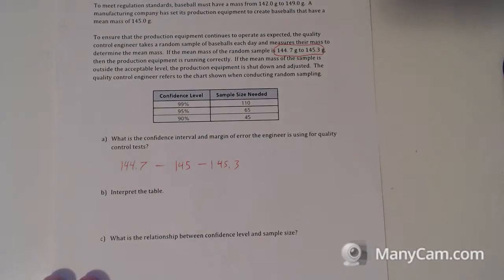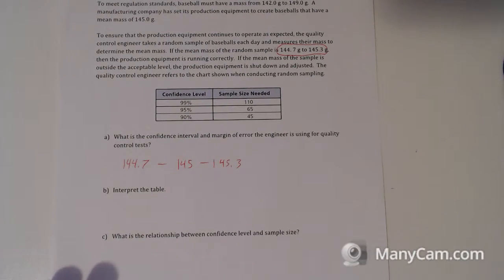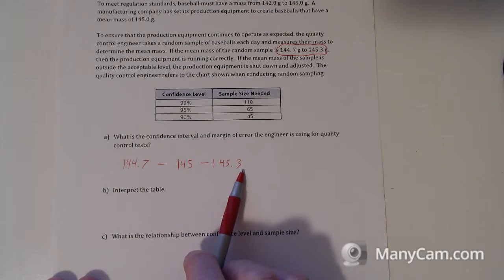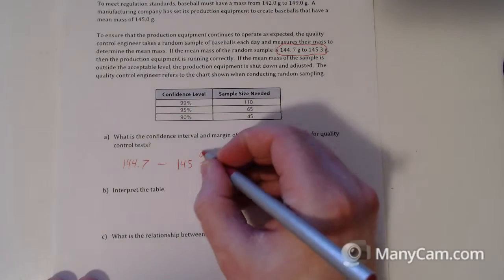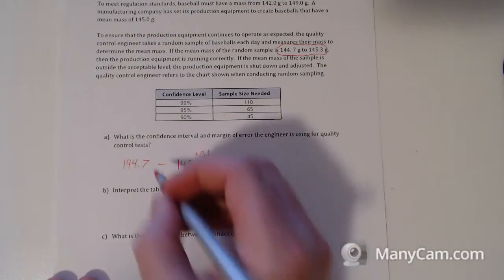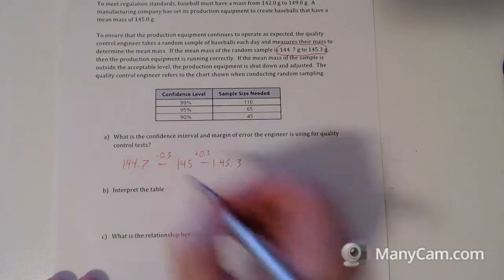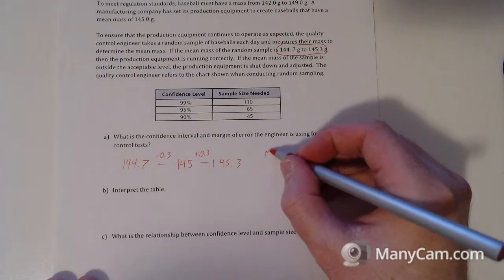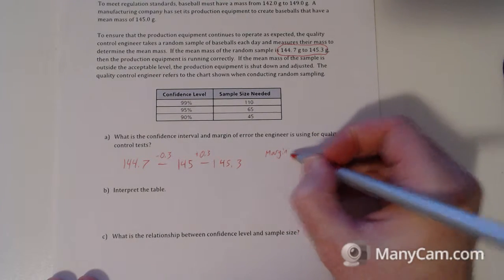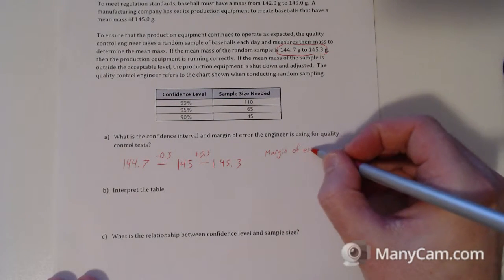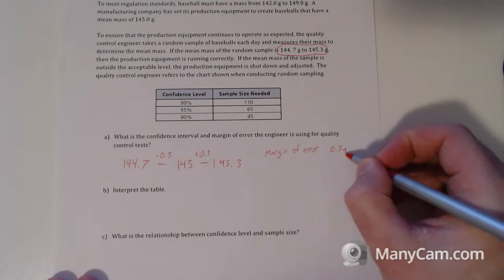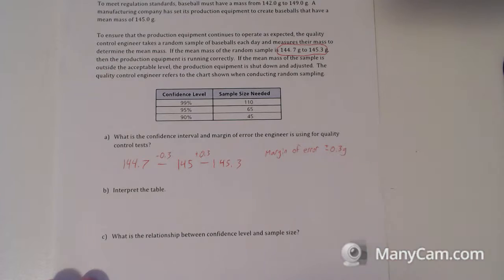Okay, so what is our margin for error? What's the amount of these dashes? Well, it's actually fairly easy. It's just 0.3. That's plus 0.3, and that's subtract 0.3. So margin for error is 0.3 grams, plus or minus.